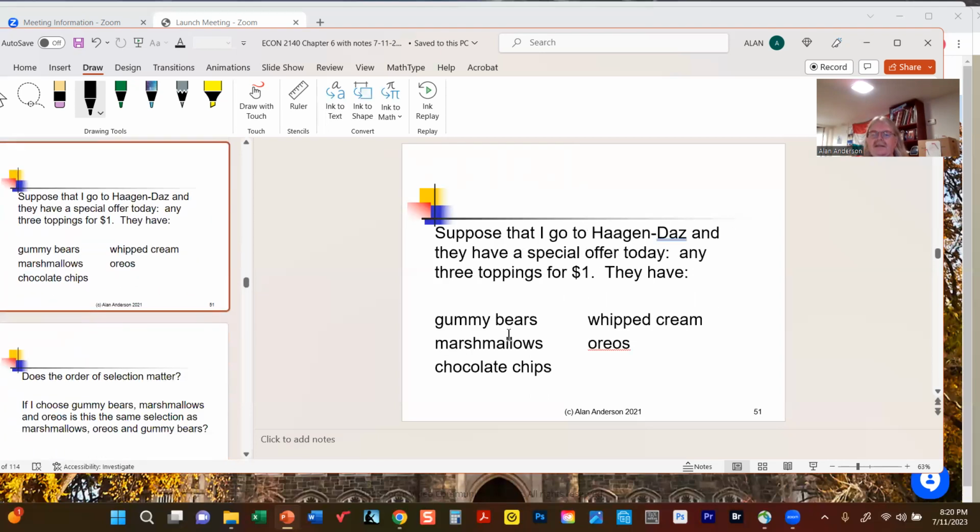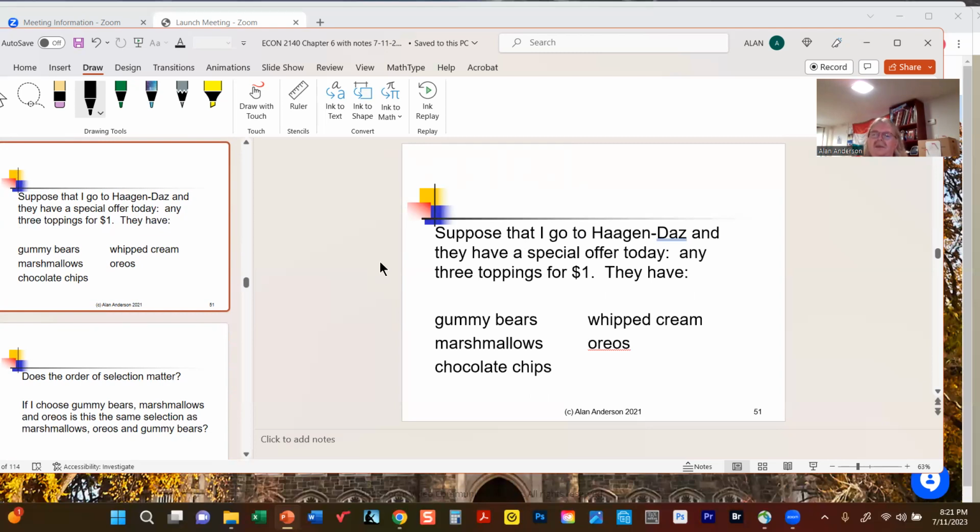So now let's look at an example. Here's a fun example. I'm going to head down to my local Haagen-Dazs, and I find out that they have a special offer going just for today. Assuming I buy an ice cream, of course, they'll give me any 3 toppings I ask for $1. They have 5 to choose from: gummy bears, marshmallows, chocolate chips, whipped cream, and Oreos.